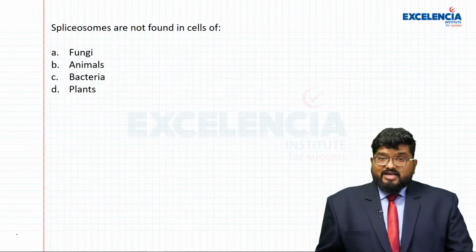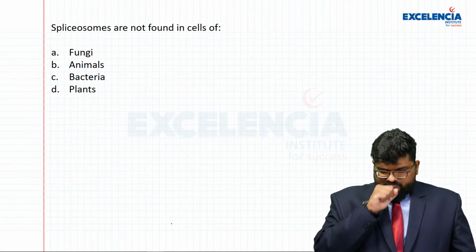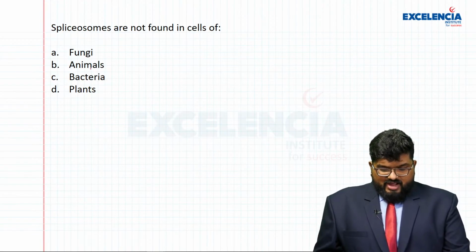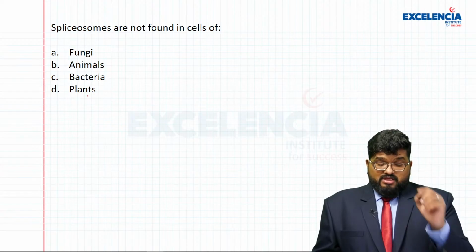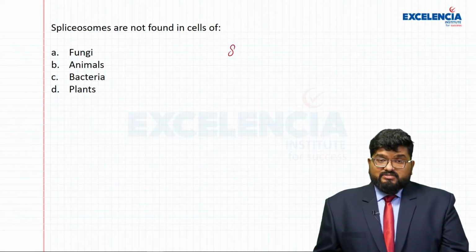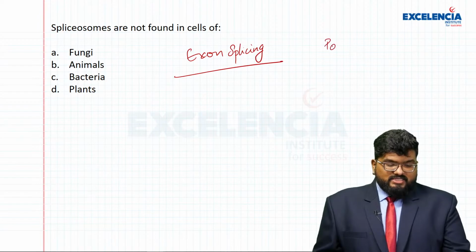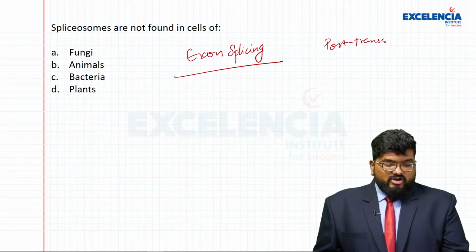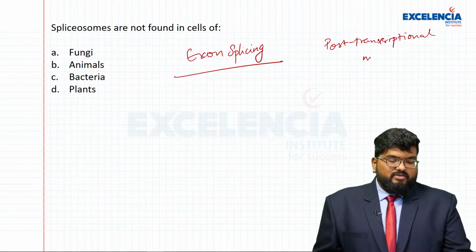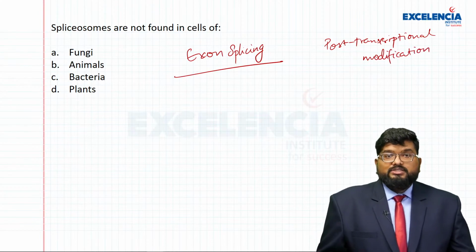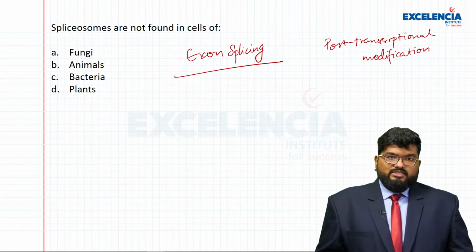Next, last question for today. Spliceosomes are not found in cells of fungi, animals, bacteria, plants. What are spliceosomes? Recall a process called exon splicing. Exon splicing is one of the post-transcriptional modifications, and post-transcriptional modification is a characteristic of what? Eukaryotic cells, isn't it?